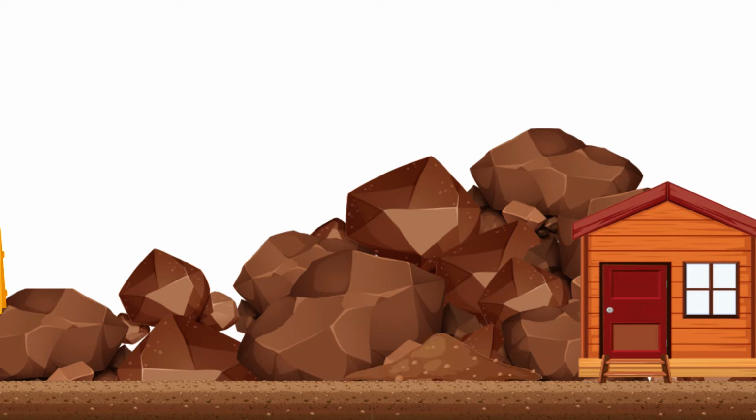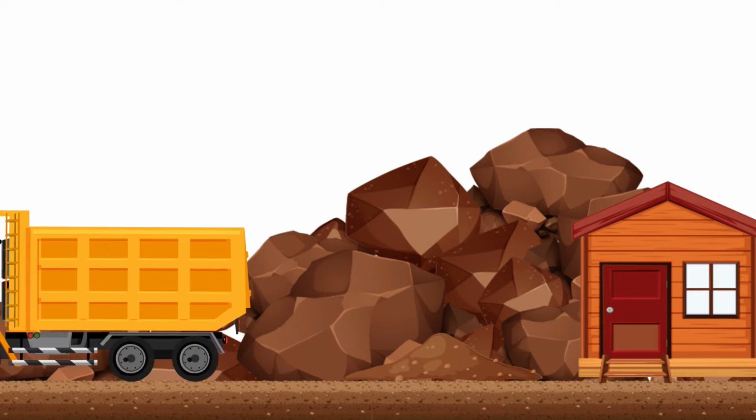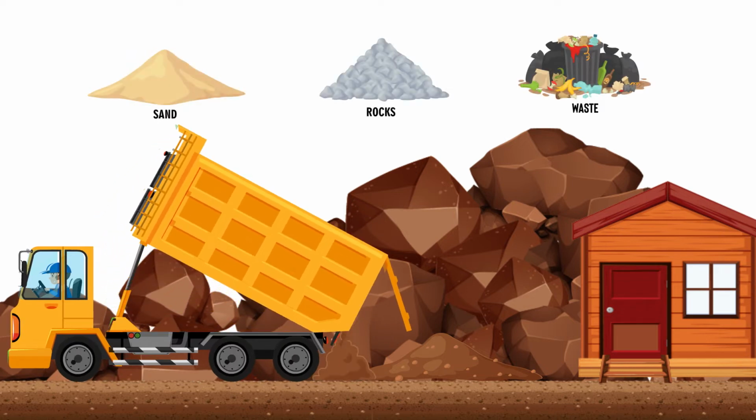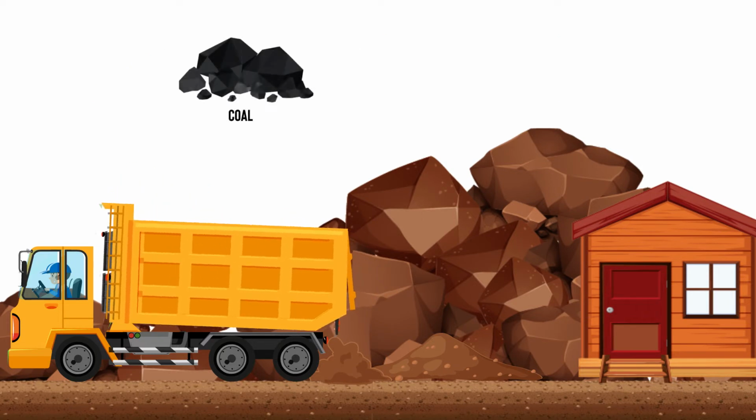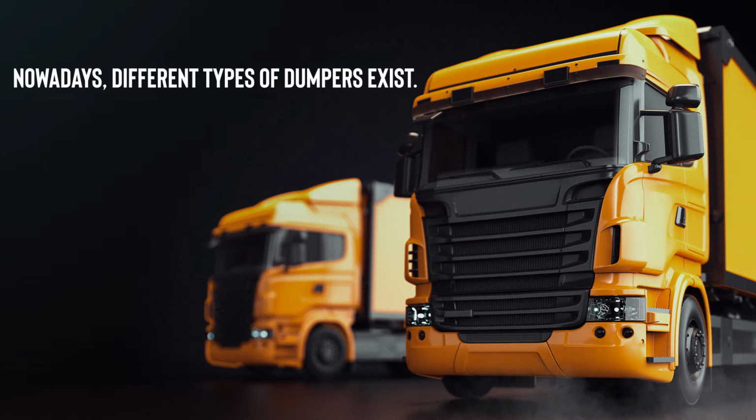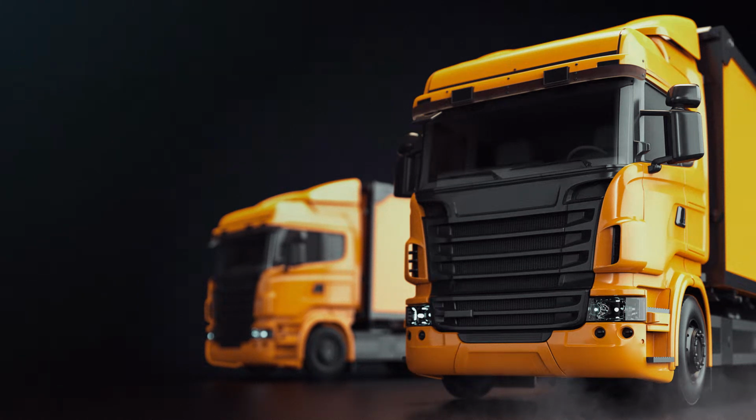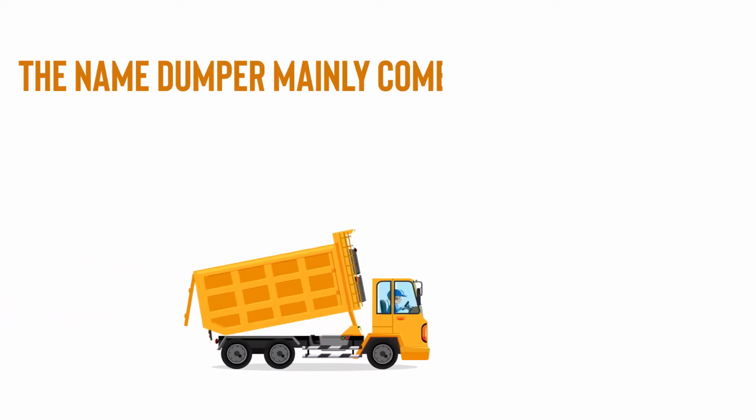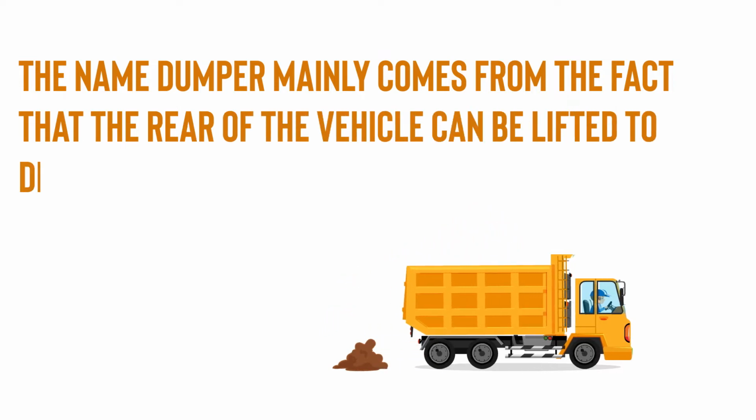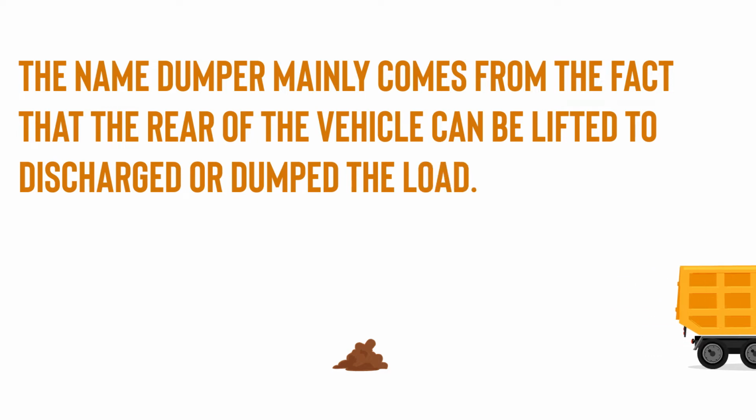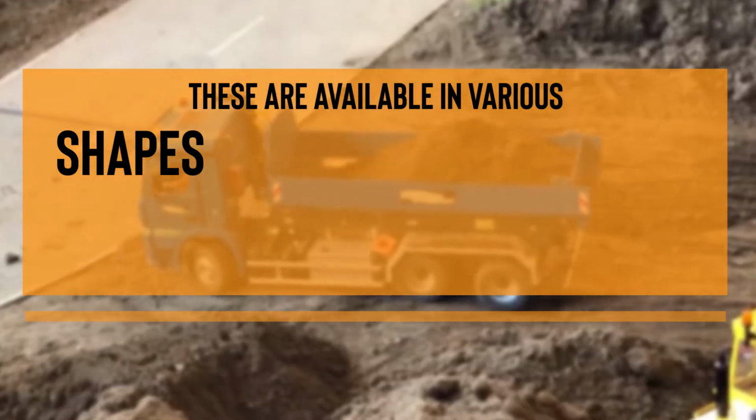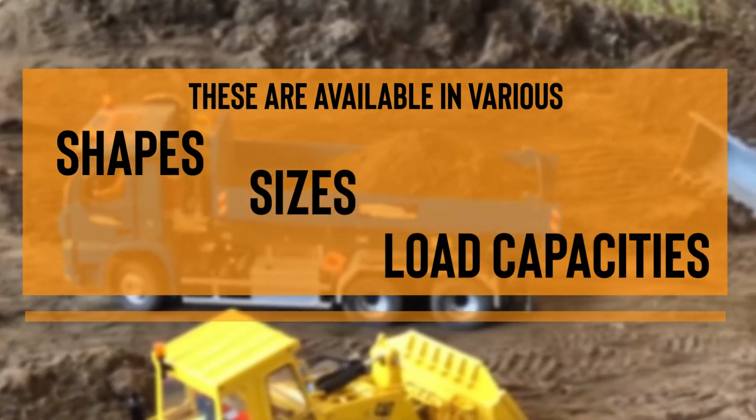A dumper, tipper is used for transportation of materials like sand, rock or waste, or excavated materials such as coal and other minerals. Nowadays, different types of dumpers exist. The name dumper mainly comes from the fact that the rear of the vehicle can be lifted to discharge or dump the load. These are available in various shapes, sizes, and load capacities.